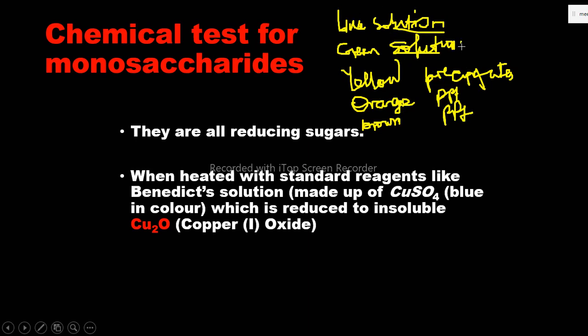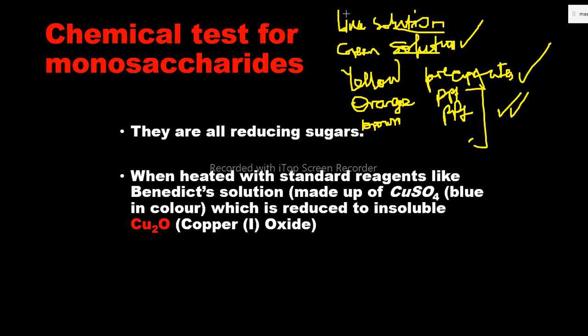So depending on the amount, it will determine which color you will have. If you have little, then you stop at green. If you have moderate, then you stop at yellow. If you have much, then you stop at brown. We stop at orange too much.